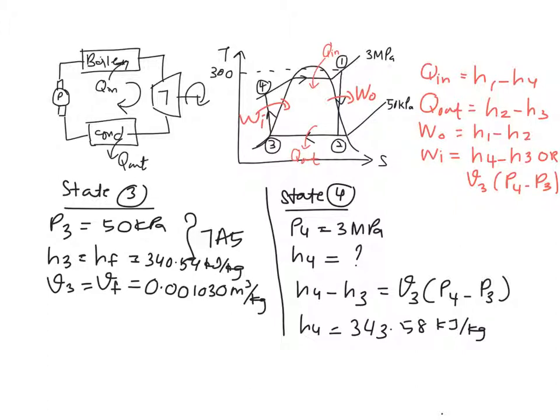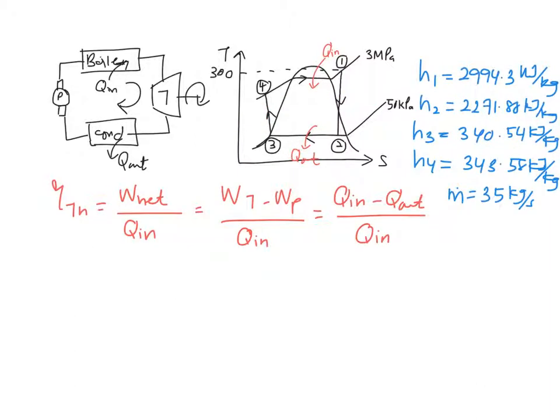Okay, now that you get all the values of all states, H1, H2, H3 and H4, so now you can solve for the first one, which is to find your thermal efficiency. Alright, now that you have all the values of H that you need, and not to forget, in your question it's already given your m dot, which is 35 kilogram per second. So the first one we are going to solve for is your thermal cycle efficiency, and then we are going to get the work net in kilowatt or kilojoule per second.